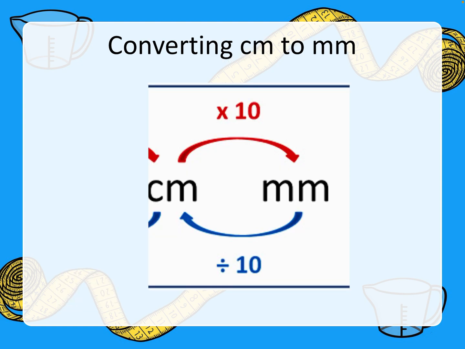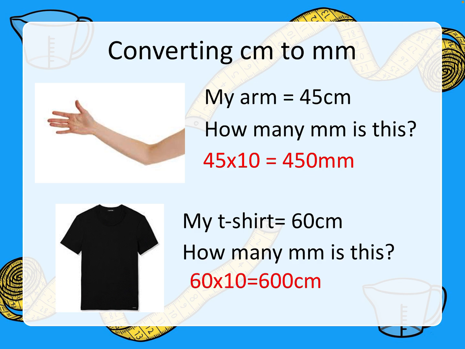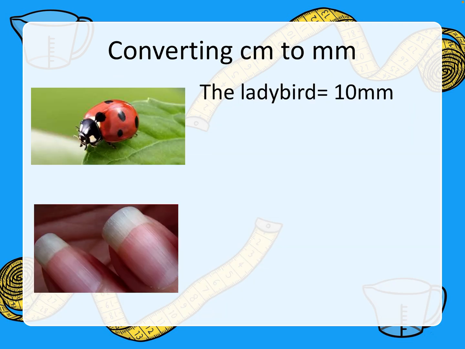When we're converting from centimeters to millimeters, we multiply by 10, which means every digit moves one place to the left. When we're converting millimeters to centimeters, we divide by 10, which means every digit moves one place to the right.